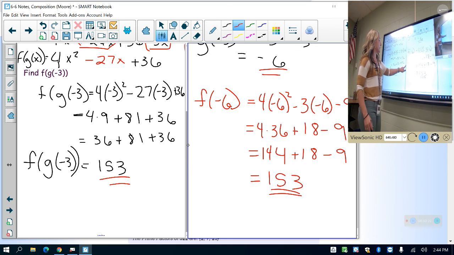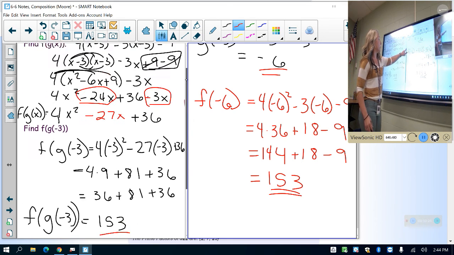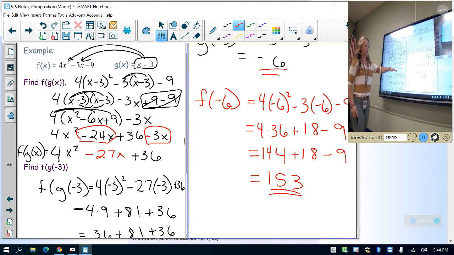Sometimes if there is an x in it though, instead of a number, you do have to be able to find this value.